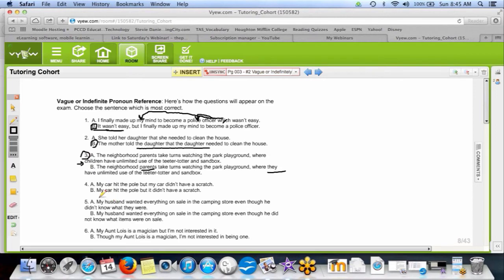Number 4 is A, because my car hit the pole, but my car didn't have a scratch. Here, the vague pronoun is it, and I don't know what didn't have the scratch. The car or the pole. Maybe you drive a Hummer, right? A Humvee. So what didn't have a scratch? It is a vague pronoun because there's 2 things that could have been scratched.